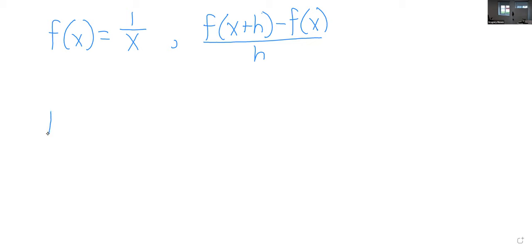So remember how this works. Here, x is our input, and our input appears in parentheses on the left, and it appears on the right. If you're replacing your input on the left with x plus h, you're also replacing your input on the right with x plus h. So to look at f of x plus h isn't particularly complicated. We just replace x with x plus h.